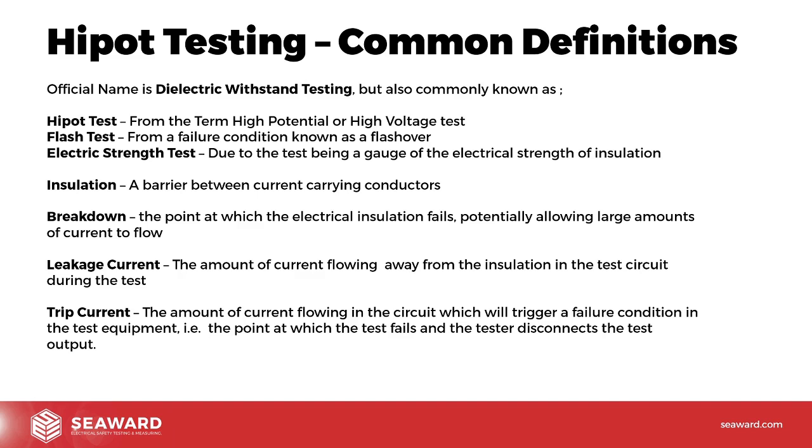You'll hear me talk about breakdown today. Breakdown is essentially the point at which the electrical insulation fails. So we apply a voltage. If the insulation is not strong enough to handle that voltage, the electrical insulation will fail. That allows current to flow, and therefore we get what we call a breakdown.